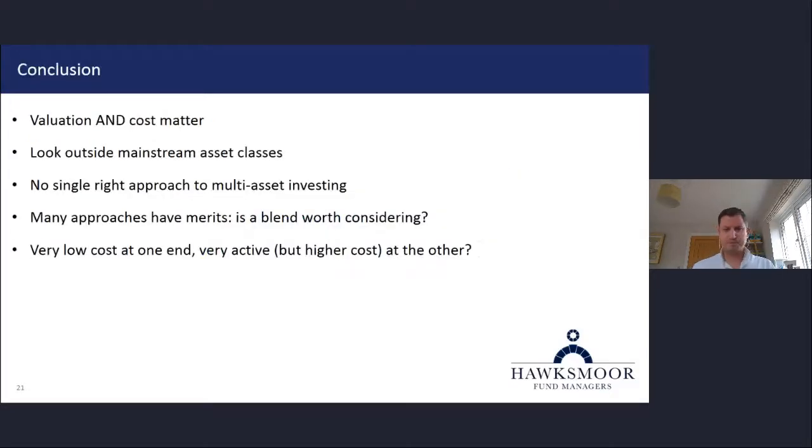So, conscious of time, I want to round off by concluding and saying how I think I've demonstrated that both cost and valuation matter. And if you put valuation at the forefront of your mind, you've got to look outside the mainstream asset classes. There is no single right approach to multi-asset investing. We respect many different approaches, but perhaps it's worth considering a blend. And if you're going to blend, make sure you align yourself with managers with a robust, disciplined process. Perhaps if you're going towards the low cost end, make sure it's very low cost. And if you're going to go towards the higher cost end, make sure the process is very, very active and has clear advantages and edges.